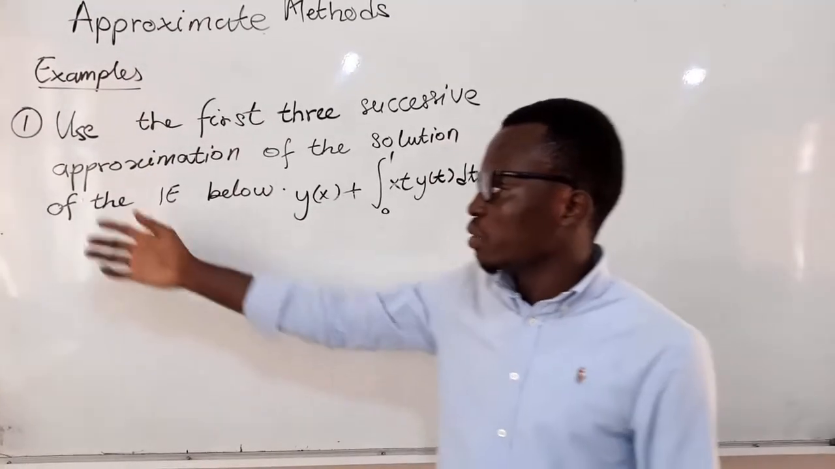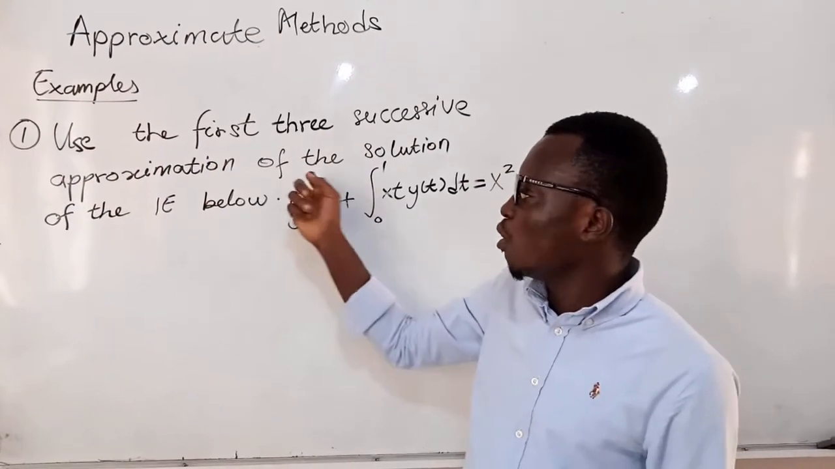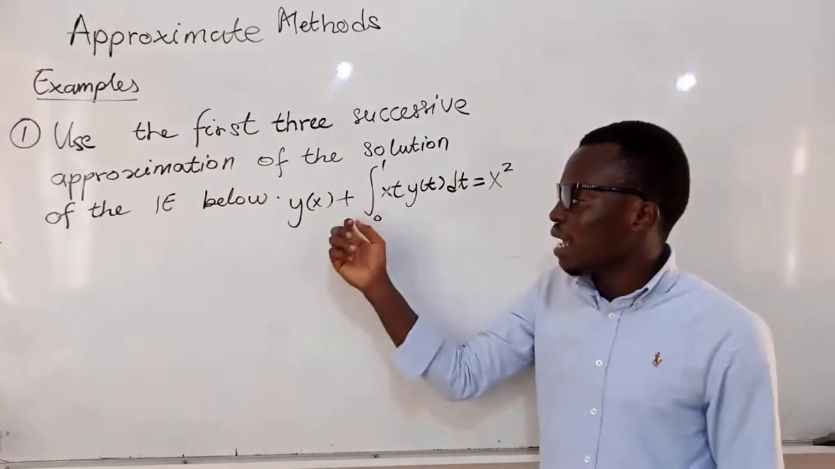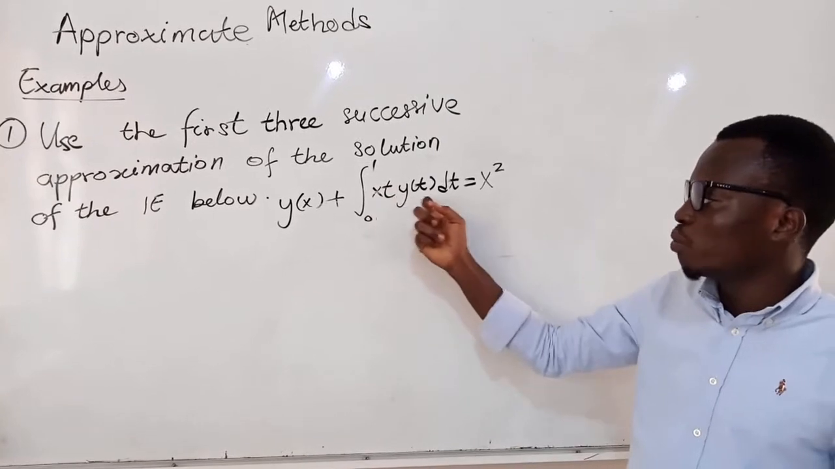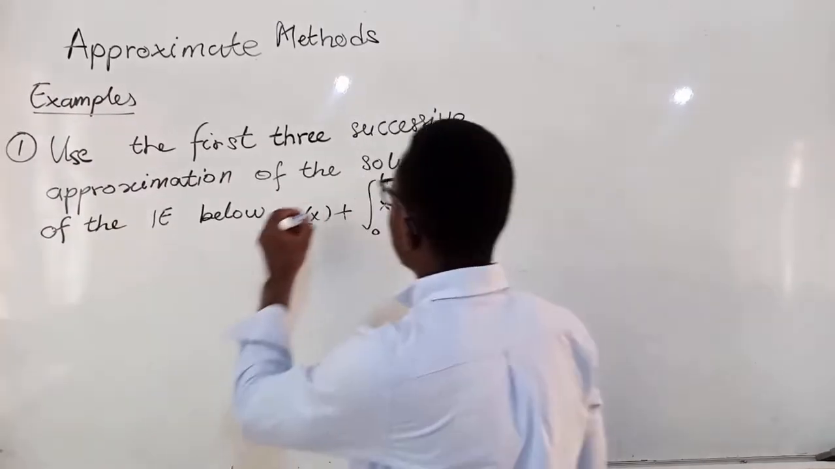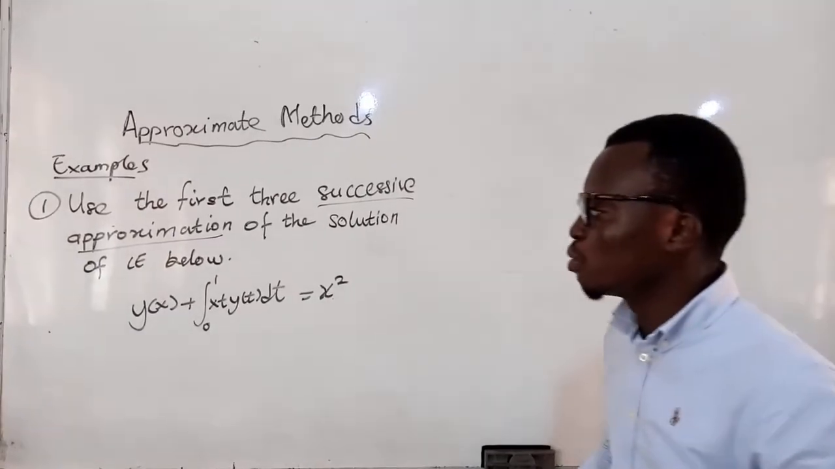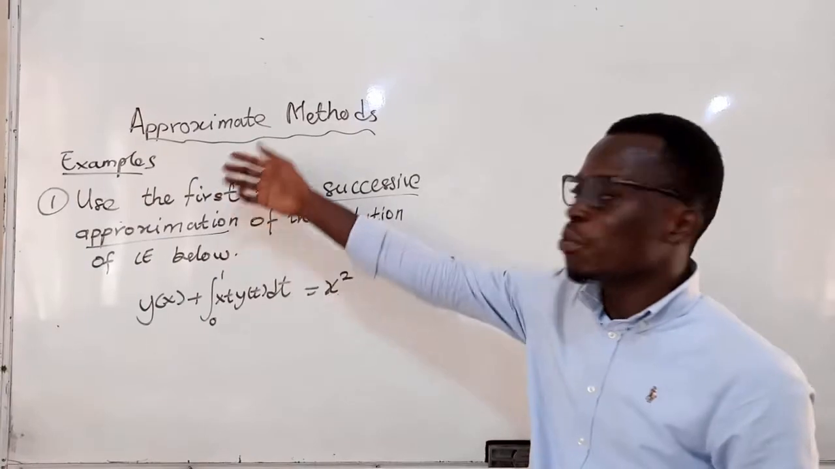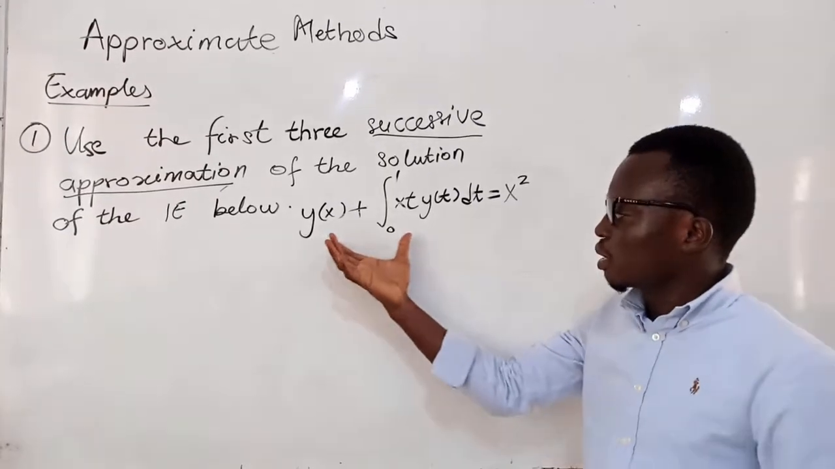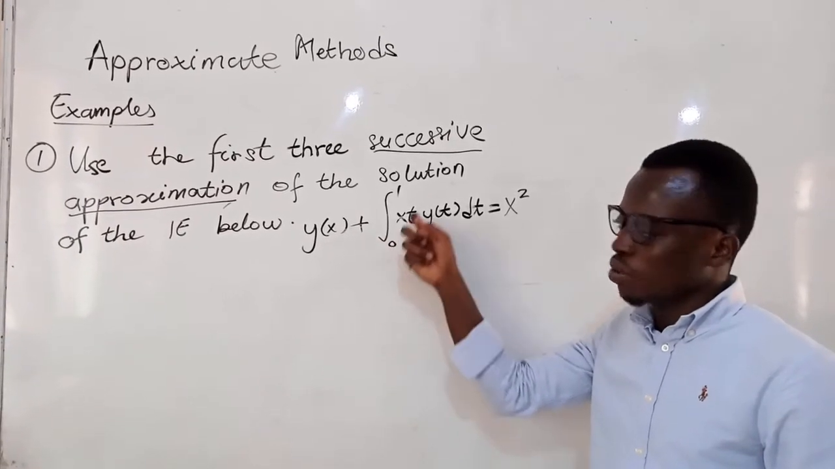So the first example we are going to take is: use the first three successive approximations of the solution of the integral equation below. Y of s plus integral from 0 to 1 st y of t dt equals s squared. The keyword is successive approximation. That means I'm going to use the approximate method using the free term. And first, this integral equation is a Fredholm integral equation because it's from 0 to what? 1.